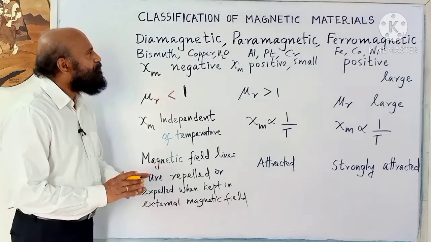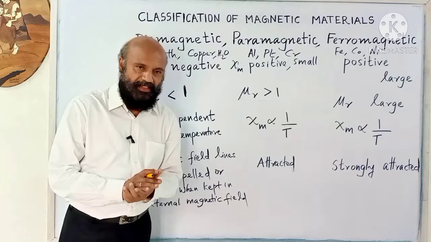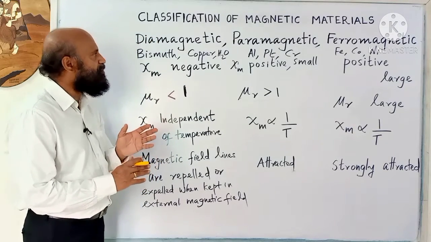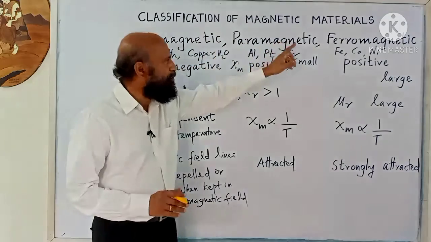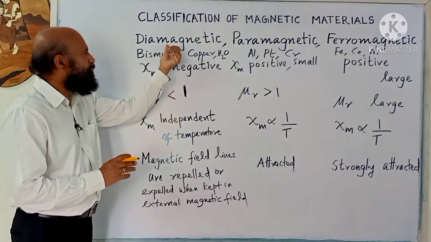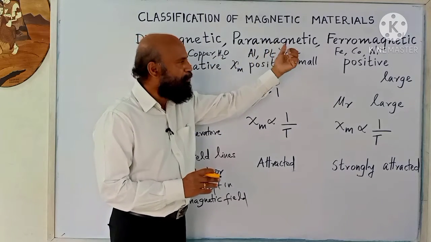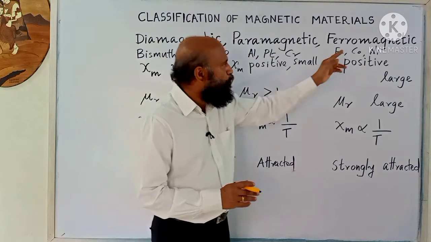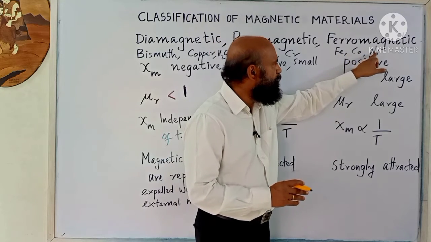In this video, let us see the classification of magnetic materials. Materials can be classified into three categories: diamagnetic, paramagnetic, ferromagnetic. Examples for diamagnetic materials: bismuth, copper, water. Paramagnetic materials, examples: aluminium, platinum, chromium. Ferromagnetic materials, examples: iron, cobalt, nickel.